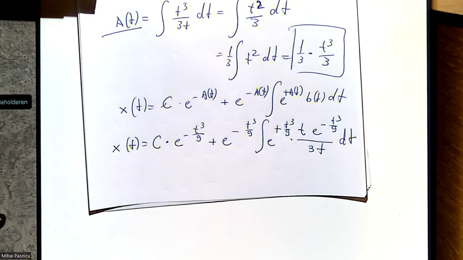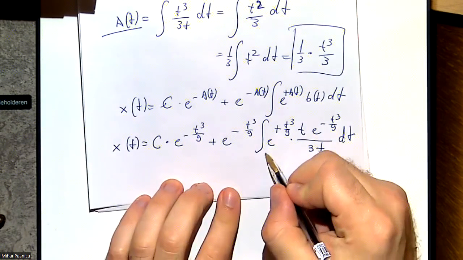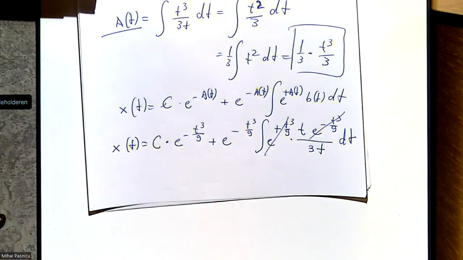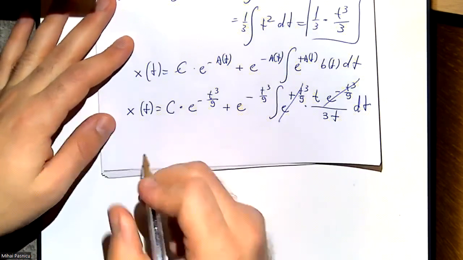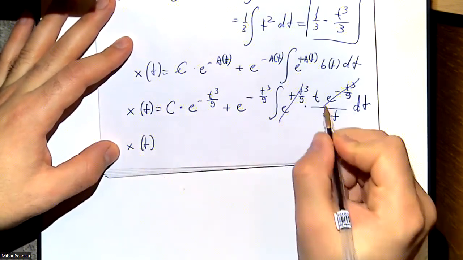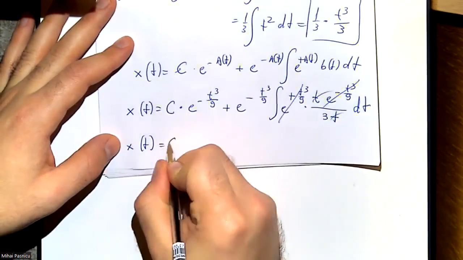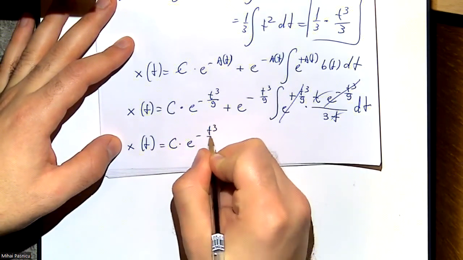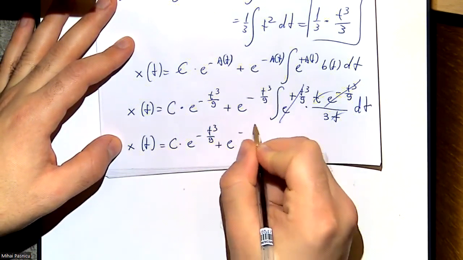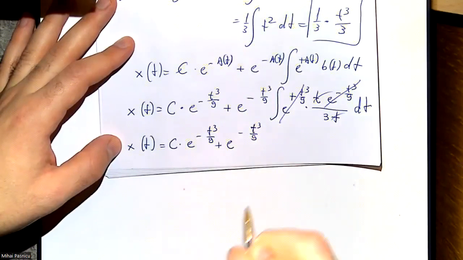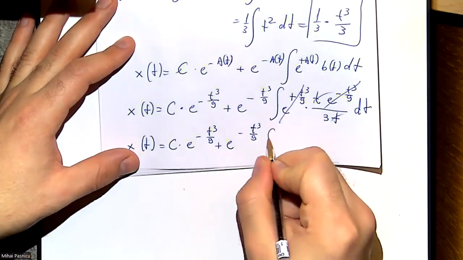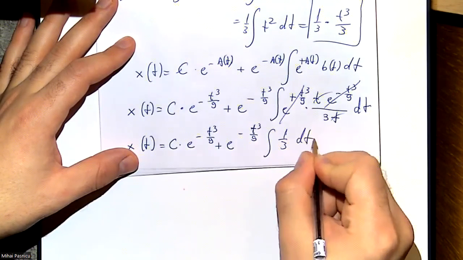So this is the thing you've got to compute. And it might look menacing, but the whole idea why I struggled with the 9 and the 3's there is I didn't want us to waste time computing this integral, because this thing just simplifies away. So what I have left to compute, and this t goes away, is c times e^(-t^3/9) plus e^(-t^3/9) times the integral of 1 over 3 dt.